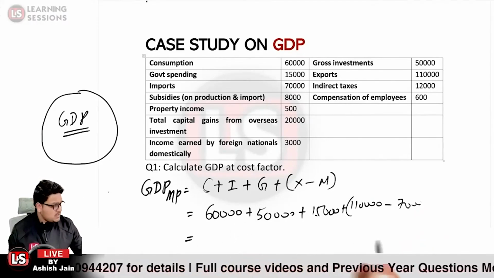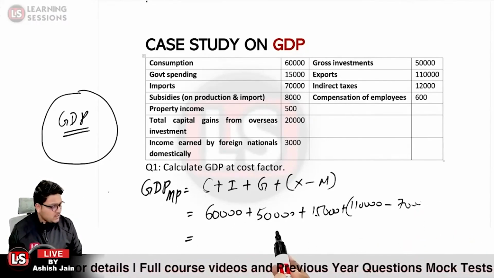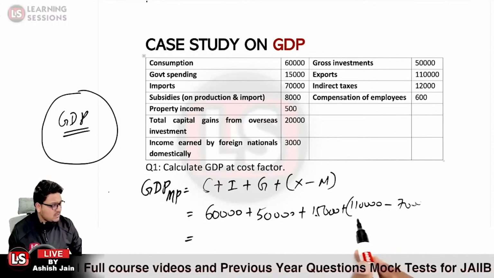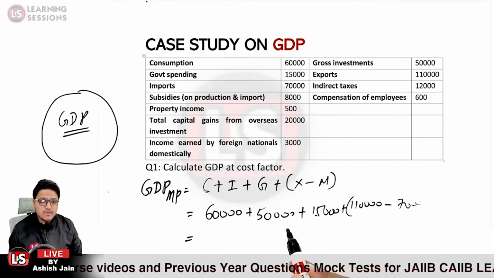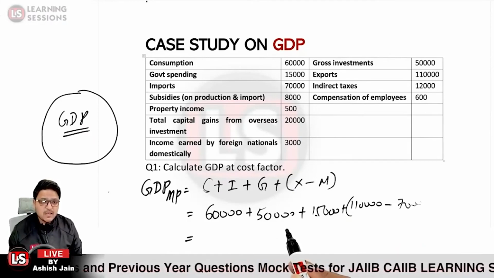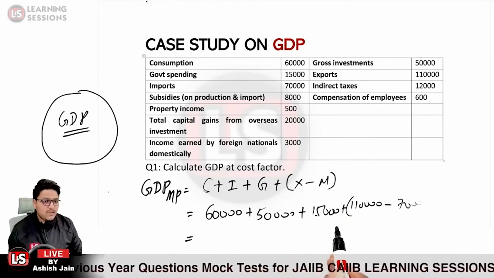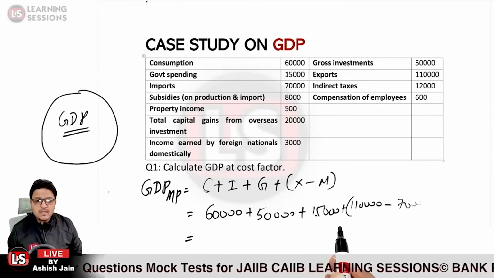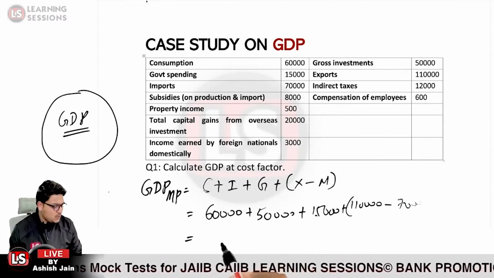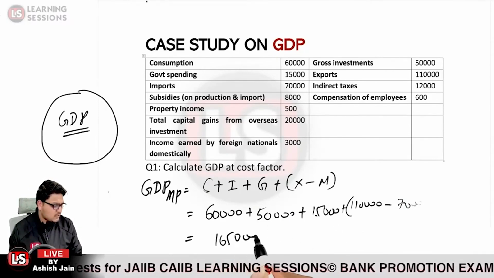So it is equal to what? It is equal to 1,10,000, and for the 1,10,000, this would be 40,000. So that is 1,50,000, plus 15,000. And plus 15,000, what would it be equal to? It would be equal to 1,65,000 crores.